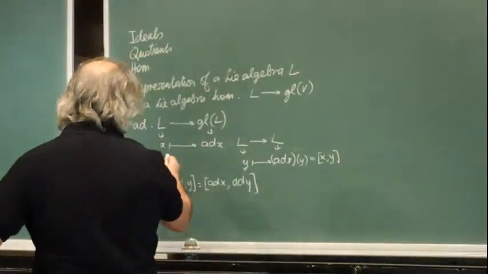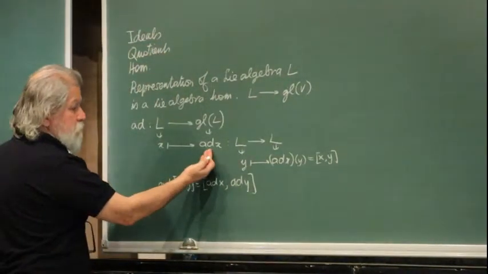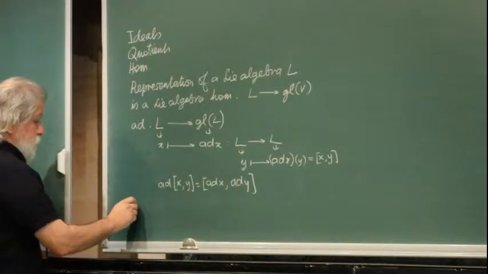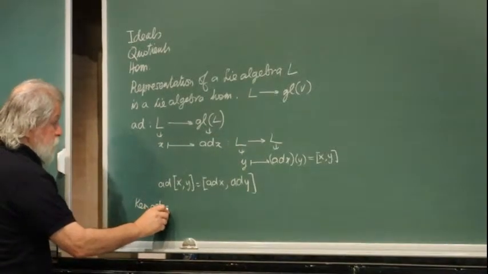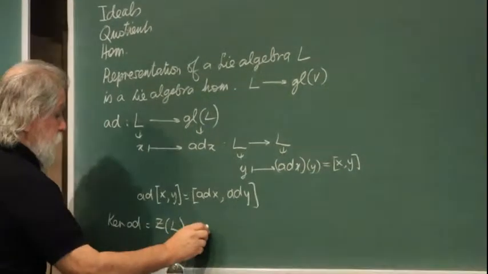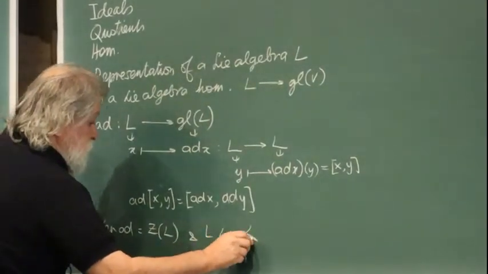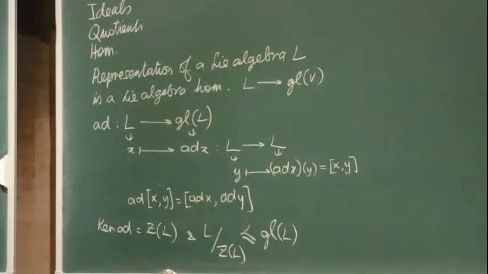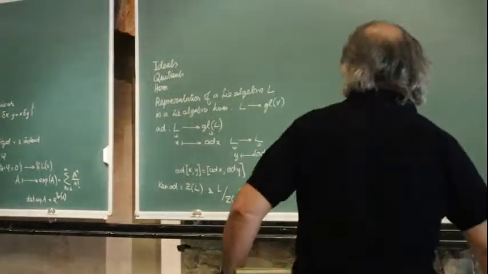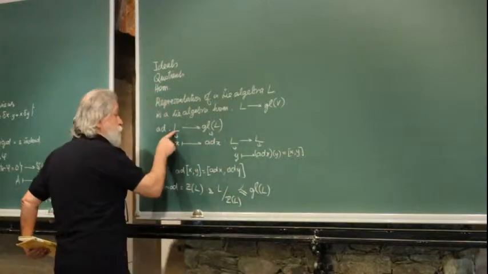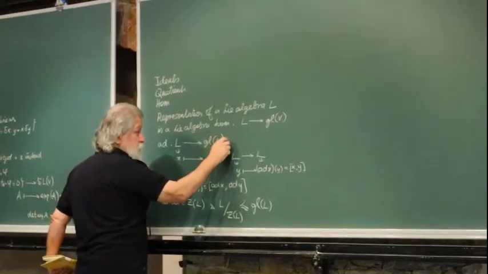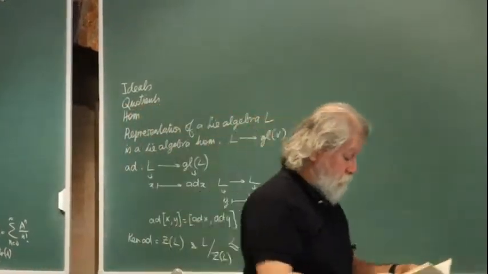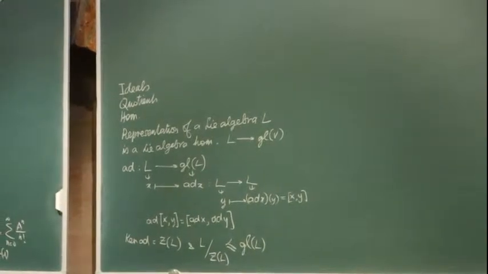The kernel of ad is of course the center, clearly. When this is 0, if and only if this is always 0 for any Y, it means X commutes with Y. So the kernel of ad is equal to the center of L. So L over the center embeds inside GLL. It's always linear. You divide by the center, you get something linear. What's nice about linearity, here we have only bracket operation, and here we have also, this is endomorphisms, we have also a composition, right here.